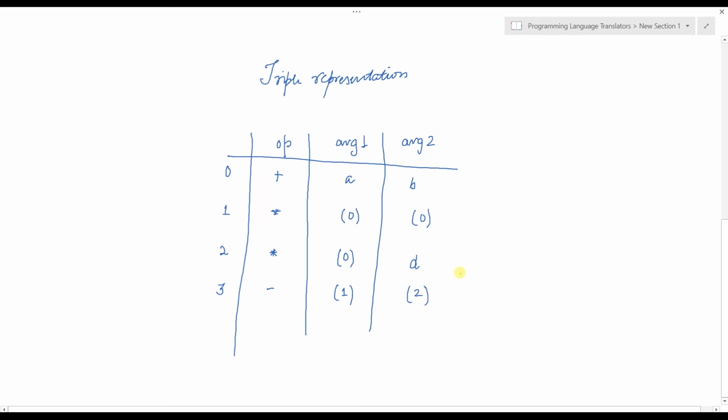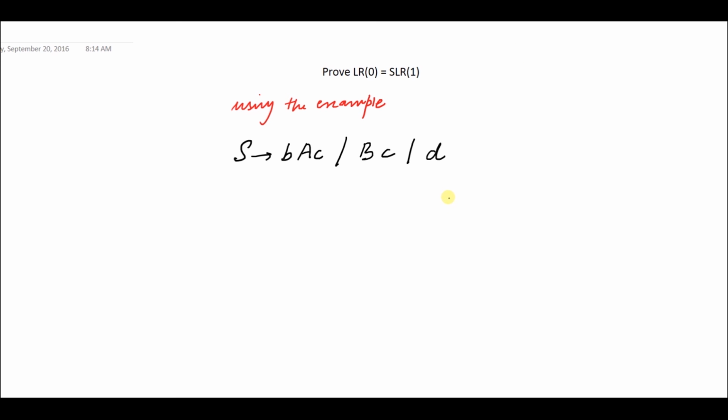So now we have the expression a plus b star a plus b minus a plus b star d. Thank you. Now let's take a look at this problem.